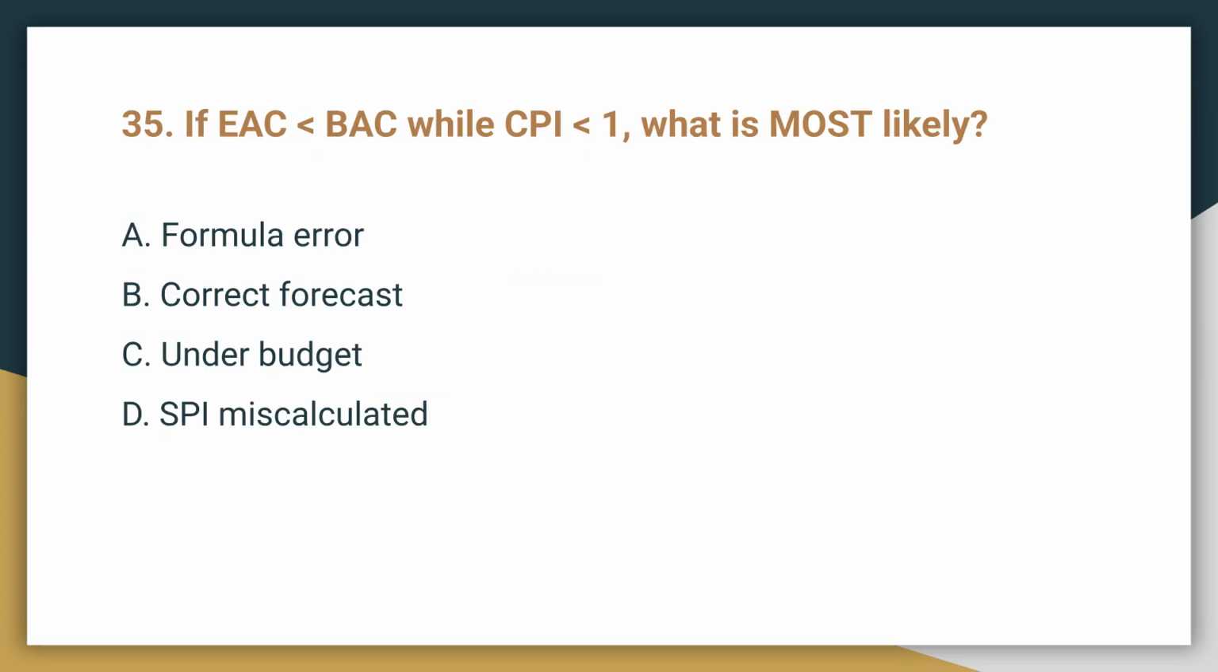Question 35. If EAC is less than BAC while CPI is less than 1, what is most likely? The correct answer is A, formula error. A CPI less than 1 indicates a cost overrun, meaning EAC should be greater than BAC, so the forecast is inconsistent.